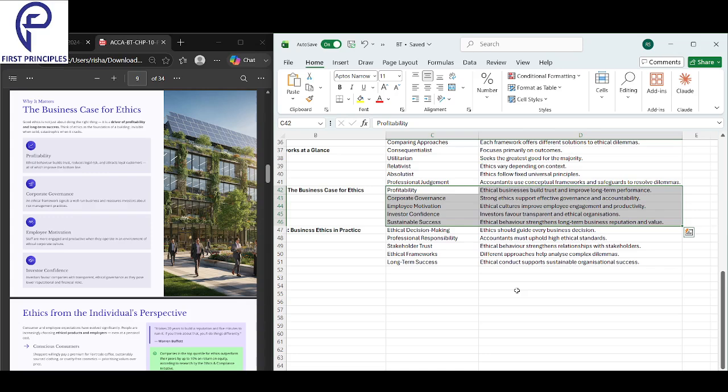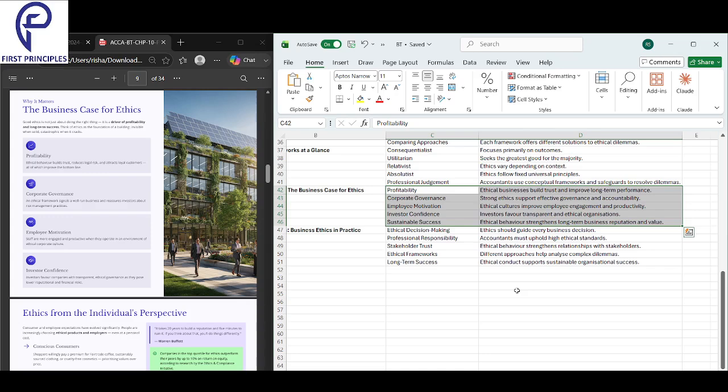Corporate governance, strong ethics should support effective governance. Employee motivation, ethical cultures improve employee engagement and productivity. Investor confidence, investors favor transparent and ethical organizations. Sustainable success, ethical behavior strengthens long-term business reputation and value.